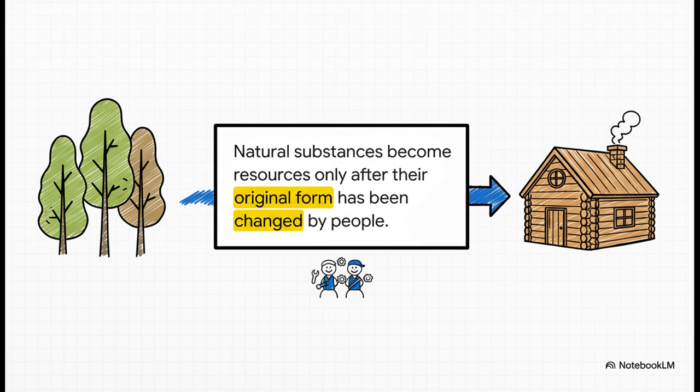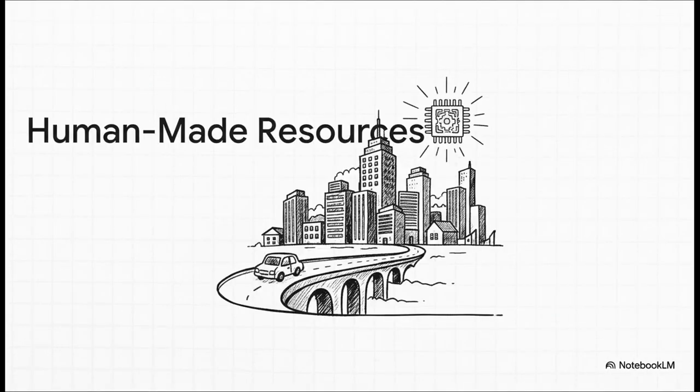See, a natural substance often only becomes a resource in the human-made sense after we change its original form into super useful human-made resources. That iron ore gets turned into cars. That soil and rock become the foundation for buildings and bridges. Those trees are used to build our homes and roads. And get this, even technology itself is a human-made resource. It's a tool we created that helps us create even more resources. Kind of blows your mind when you think about it, huh?